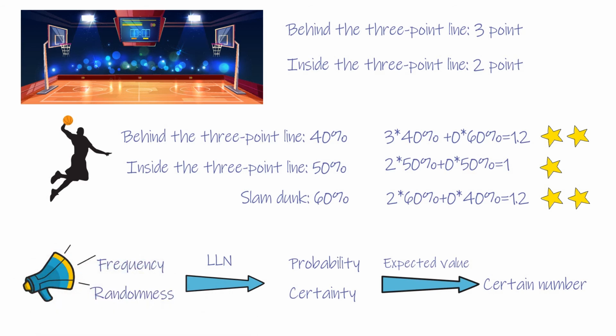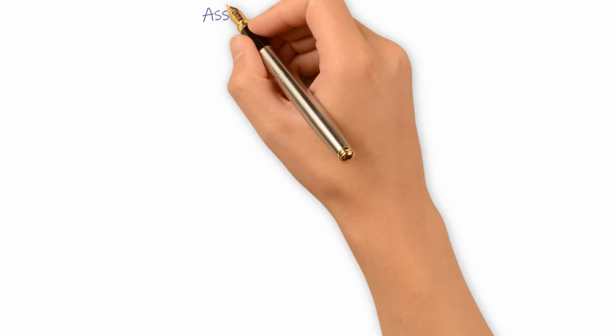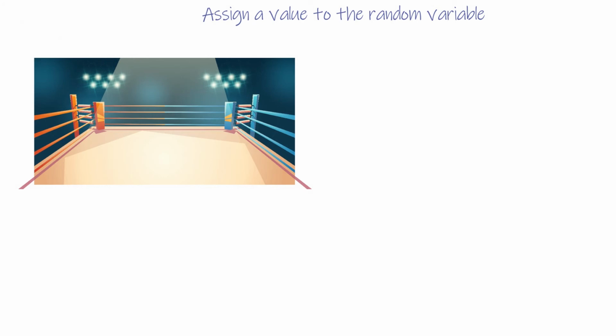To make the expected value work, we have to assign a value to each result, like the score point in the basketball example. Have you ever wondered how to balance the characters' skills in a computer game? They are all different, but no one is too strong or weak.